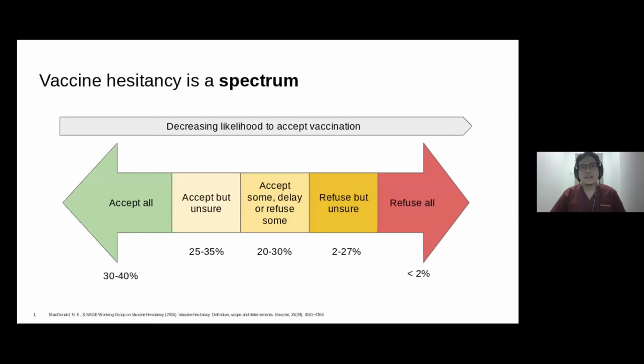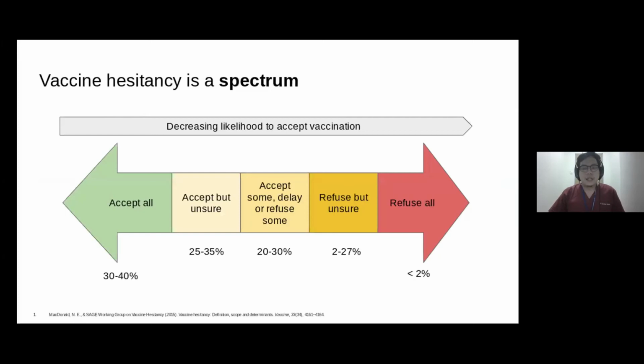Vaccine hesitancy itself is a spectrum. It ranges from those who accept all to those who refuse all, with hesitators in between. You must take note that only a small proportion really refuses vaccines, and most people are actually accepting or hesitant. In Malaysia, this is quite similar.